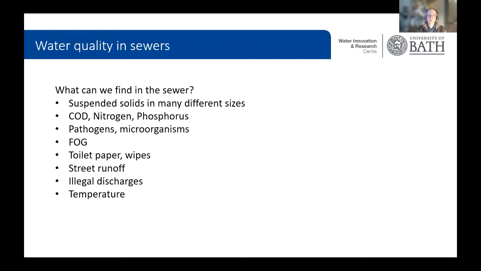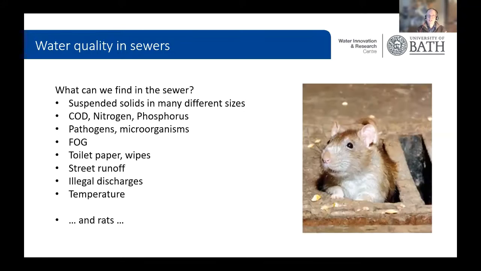Paper, toilet paper we find, wipes often, which shouldn't be there, but still a lot of people throw in their loos. But also, if we have a combined sewer, there can be street runoff, there can be all kinds of illegal discharges. Maybe not a real water quality parameter in the sense of a constituent of the water, but temperature is also often a very important aspect in sewers. And then last but not least, a lot of these beasts are in the sewers.